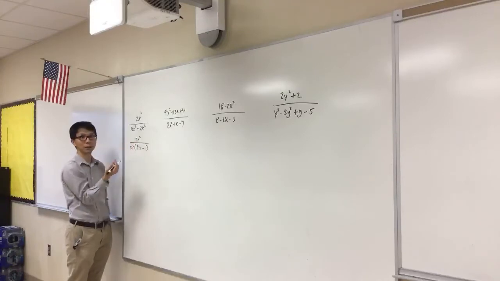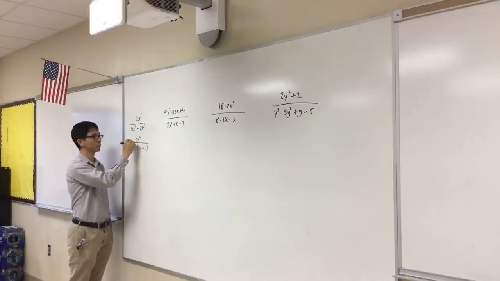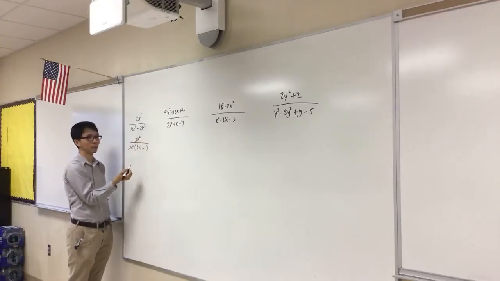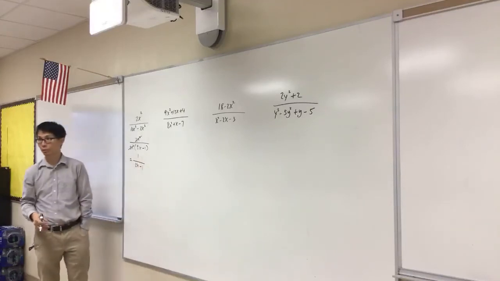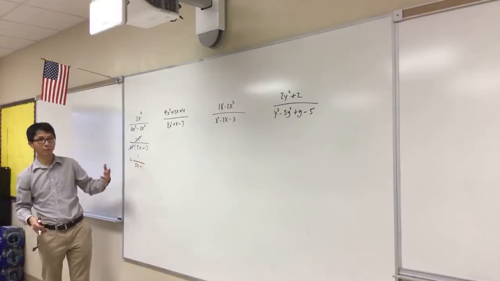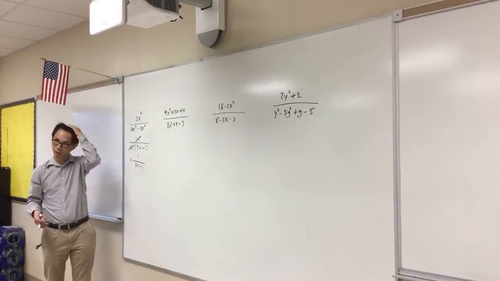So now which one can cancel? You can cancel out the 2x squared and 2x squared, because they're factors, and you have 1 over 5x minus 1. My answer is 5x minus 1 over 1. Make sure some of you guys may just say 5x minus 1. I almost did that.